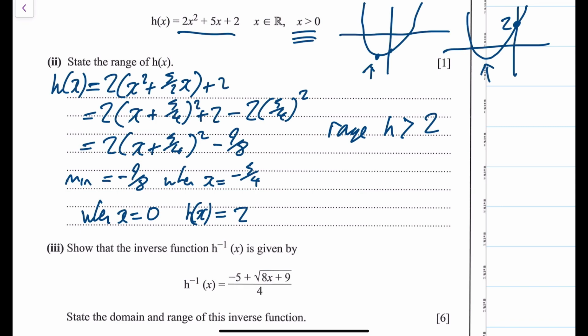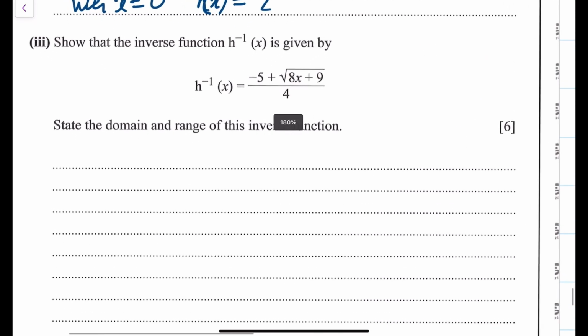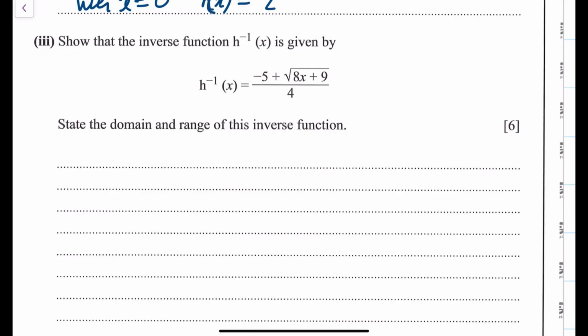So you'll see in the mark scheme, I'll just have this written down for 1 mark. You'll maybe be thinking where that's coming from. So hopefully that explains to you where that does come from. Okay, now what I did certainly wasn't a waste of time here, because it says show that the inverse function, inverse of h, sorry, is given by inverse of h is equal to minus 5 plus the square root of 8x plus 9 all over 4, and state the domain and the range.